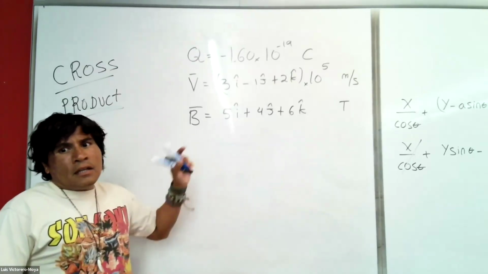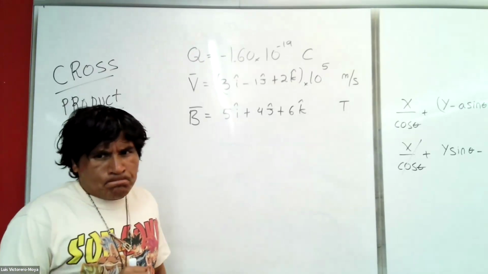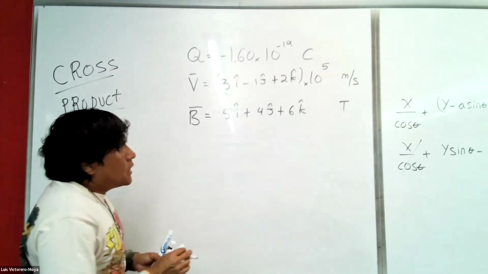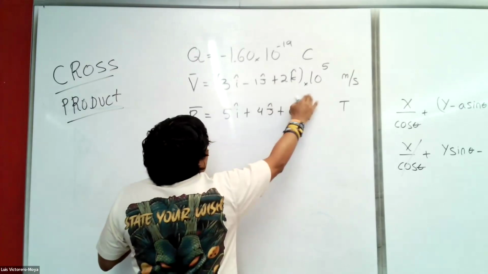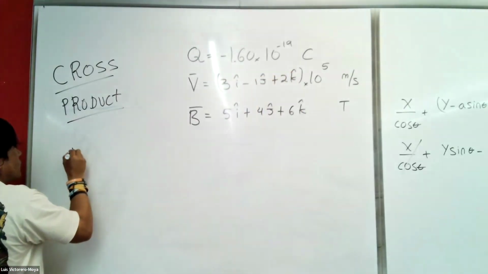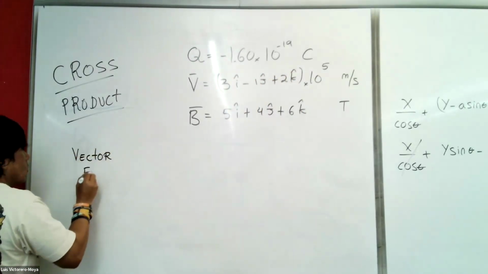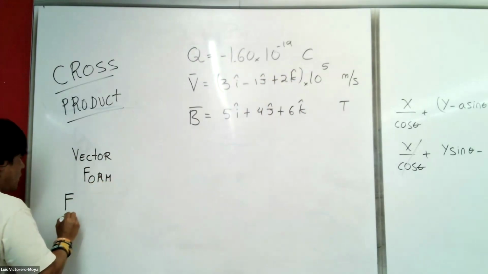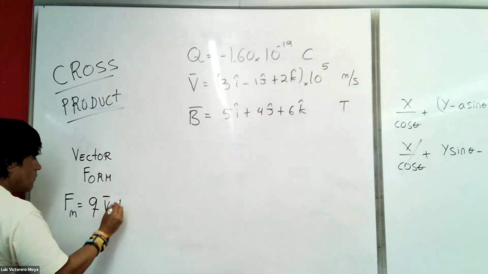So to find this in vector form, you will have to use the cross product, because the magnitude is easy. The magnitude will be the magnitude of this times the magnitude of that times that. So in terms of vectors, the magnetic force is Q V cross B.